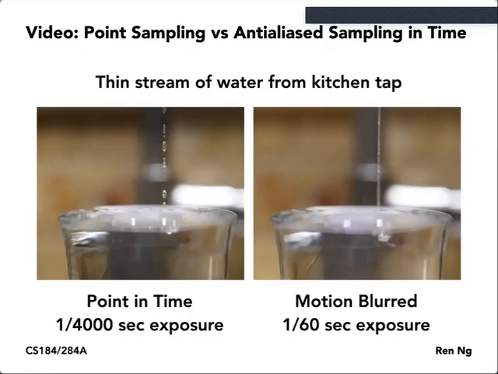But first, let me show you a couple of examples. Let's look at a video example first. Let me show you an example of a video. Again, we'll think of it as sampling in time. Let's compare point sampling in time versus anti-alias sampling in time. To show it, I'm going to show you two videos. This is just a freeze frame of each of them to let me explain it.